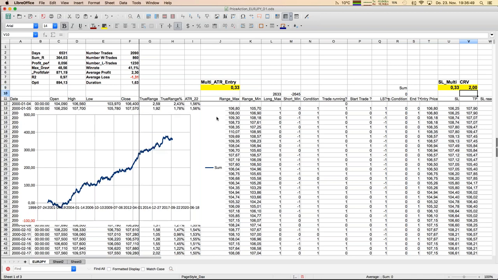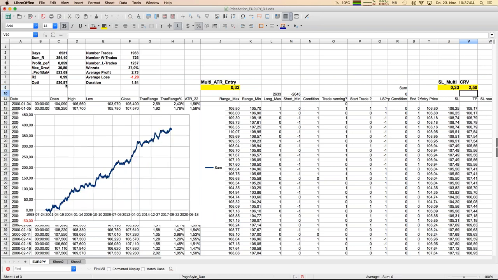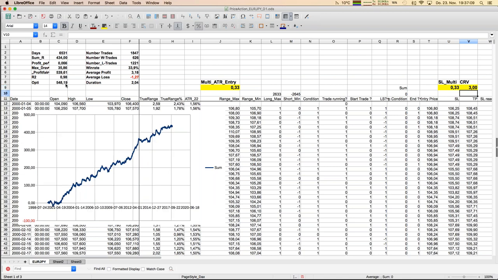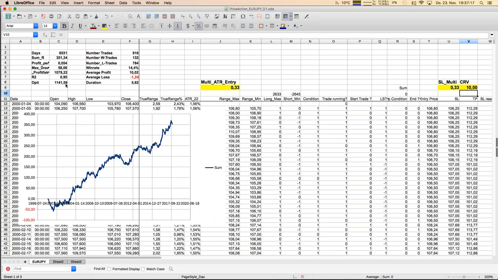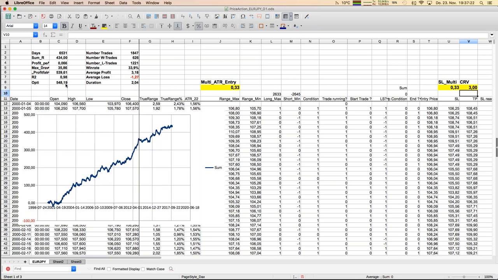Maybe I go a little bit further up with my multiple for risk reward ratios, my take profit distance. And you see, I always look here for this number of opti, the smaller the better. And if I increase my risk reward ratio a little bit more, it's even getting better. And then finally, it's getting worse on the other hand, once again, at least finally. So you see here, I cannot go for too high values, but something in between gives me good results for that kind of strategy.